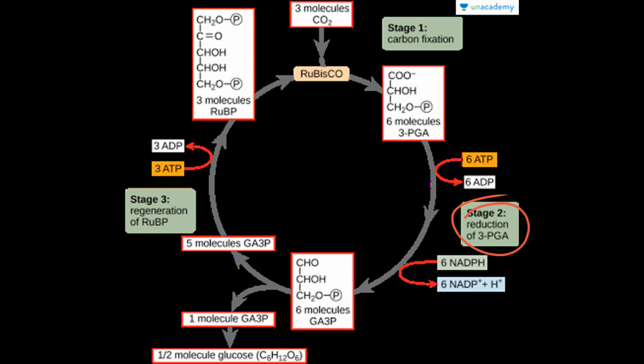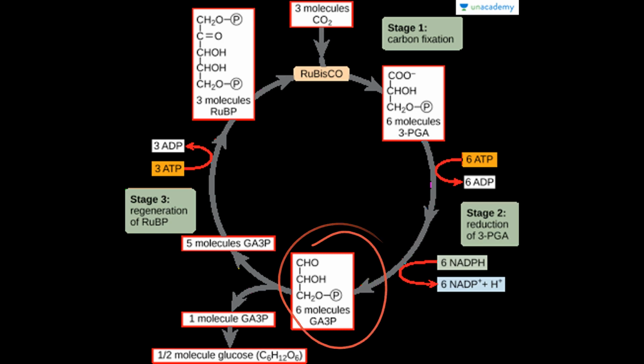On reduction of 6 molecules of 1,3-bisphosphoglycerate, 6 molecules of phosphoglyceraldehyde are formed. Now, after reduction, phosphoglyceraldehyde is formed.